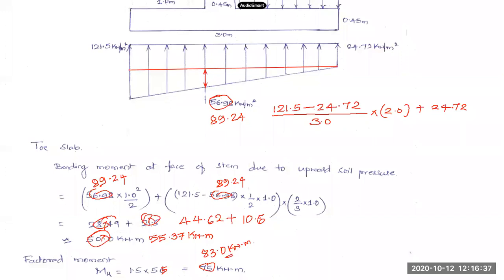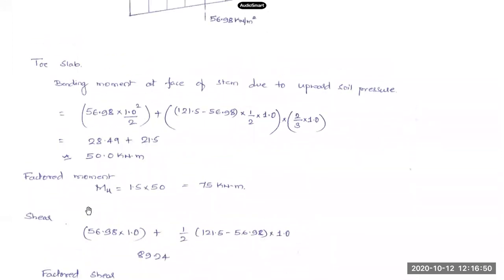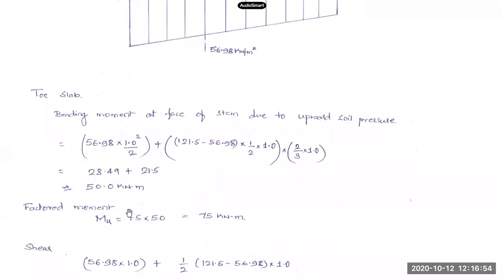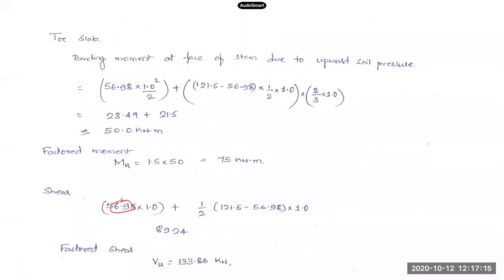So what about the shear force then? How much will the shear force be in that case? It will be the value of UDL. How much did you say this corrected value was? 89.24. So due to that, the shear force coming over there is 89.24 into 1 meter length. So how much is the unfactored shear force and the factored shear force?